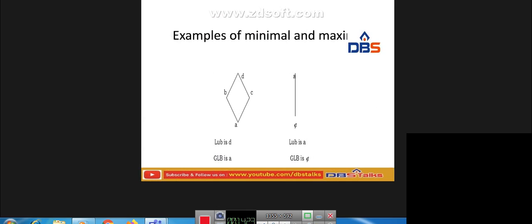For example, take A, B, C, D. The least upper bound is D, and the greatest lower bound is A. Likewise, we have to assign the minimal and maximal values from the lattices.